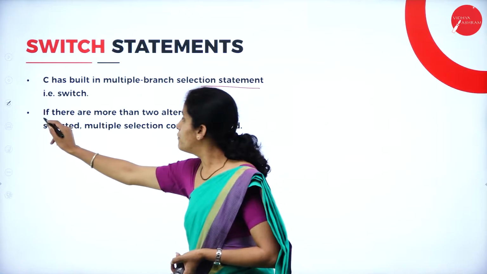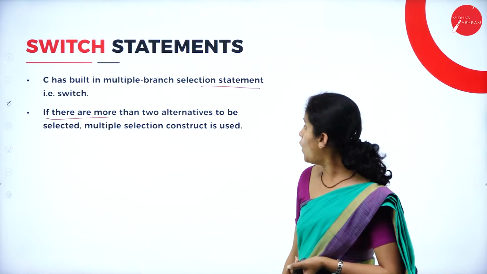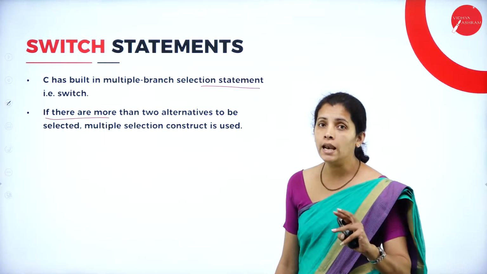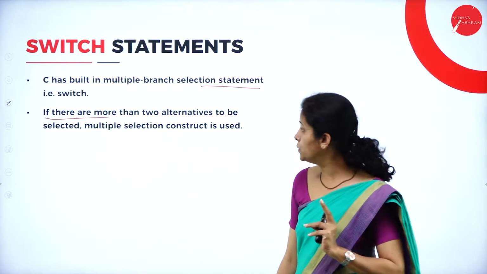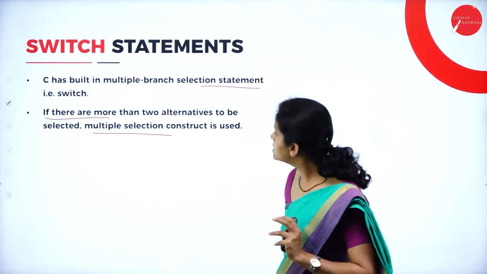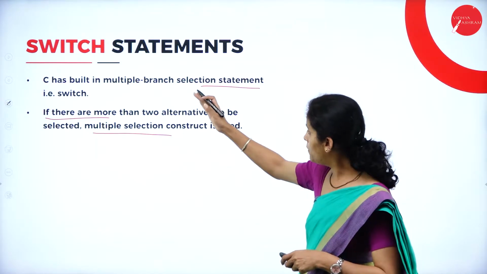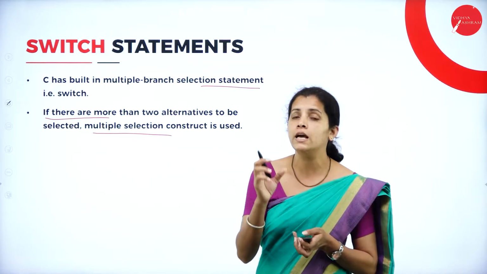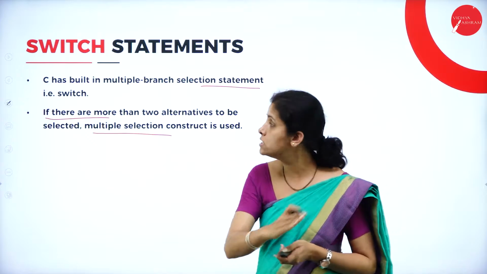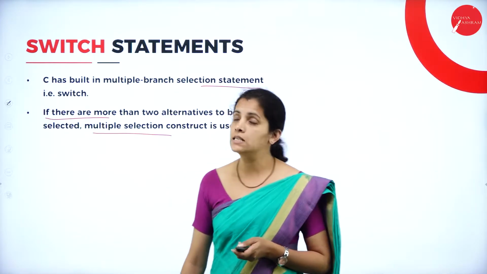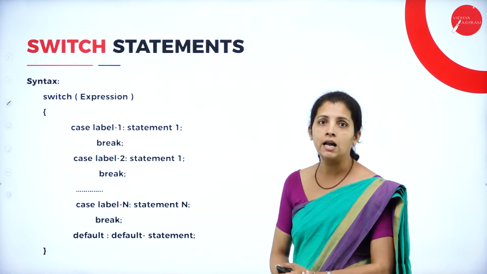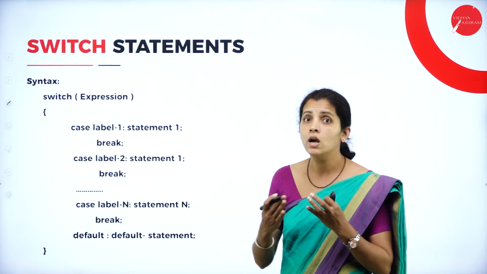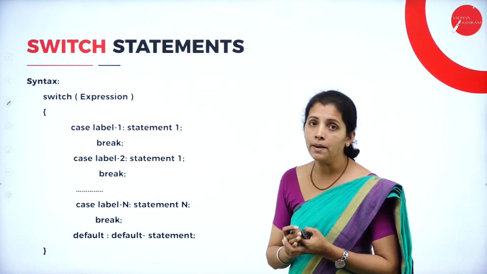If there are more than two alternatives to be selected, here it's mainly used to select among more than two alternatives. So multiple selection constructs are used. Suppose when I have more than one alternative and I want to select a particular solution, in that situation I'm going to use the switch construct or switch statement. And this is the syntax of the switch statement, that means how I can write a switch statement in my program.